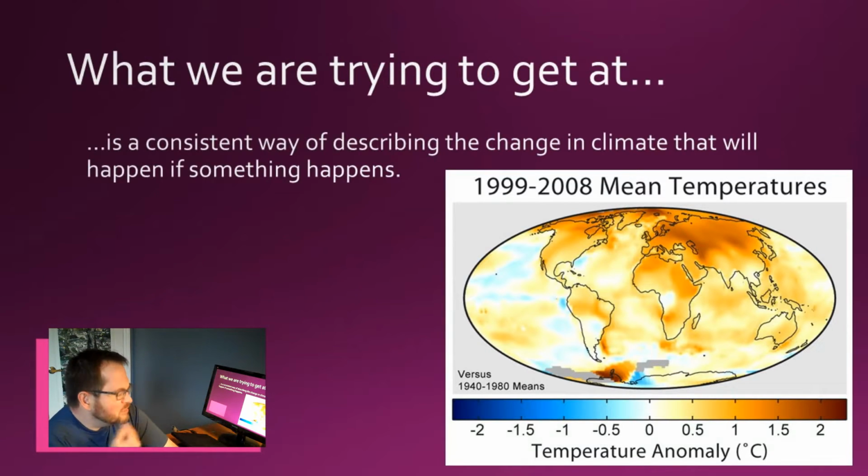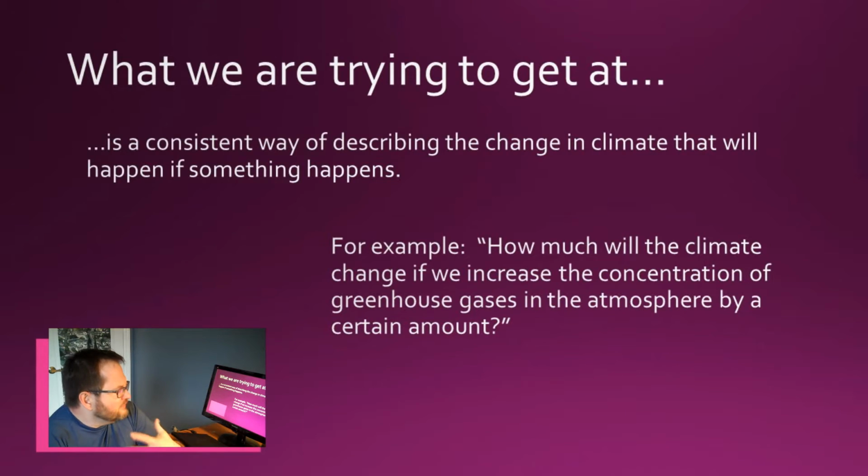What we're trying to get at here is a consistent way of describing the change in climate that will occur as a consequence of something that happens. If we put a certain amount of greenhouse gases in the atmosphere, if we create a feedback of a certain size, or if we create a radiative forcing of a certain size, what will be the result of that? Conceptually, that's what we're trying to get at, without doing a whole bunch of math. So if we're trying to figure out what happens if I increase the amount of greenhouse gases by a certain amount, that should be something that we can do.